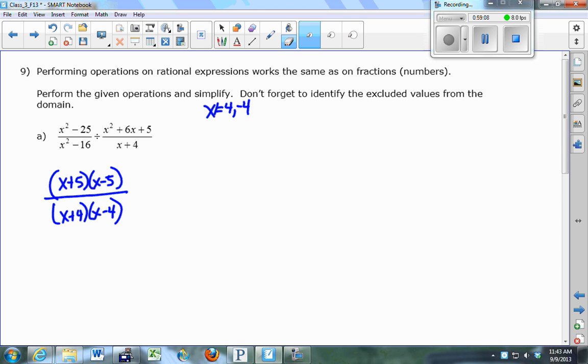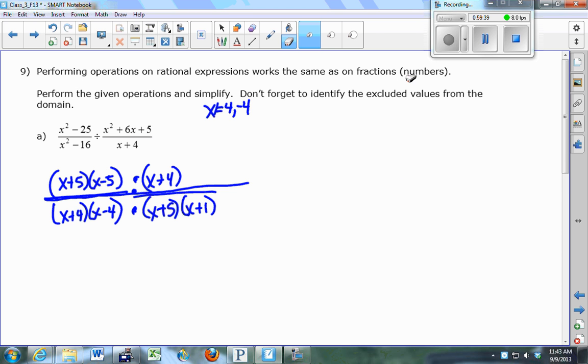Okay, and then I change division to multiplication. My denominator becomes my numerator. And now x squared plus 6x plus 5. 5 is prime, so the only factors of 5 are 5 and 1, and those happen to add up to 6, so I'm golden. I got x plus 5, x plus 1. And you can just now join them with one big long fraction bar because everything means multiplication.